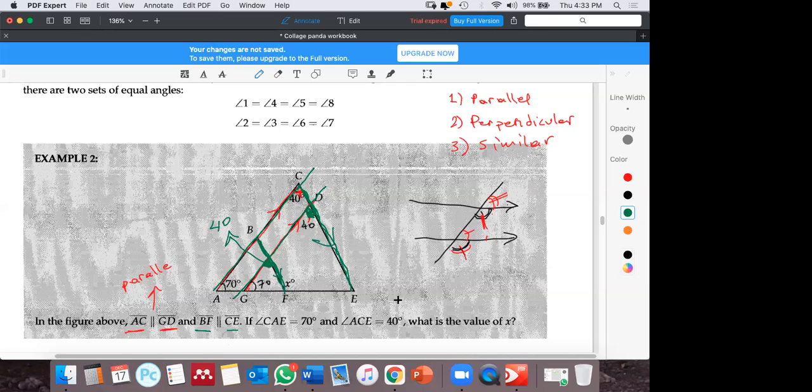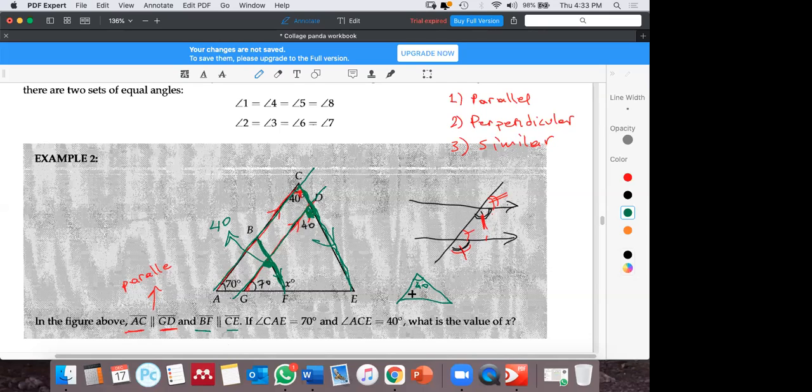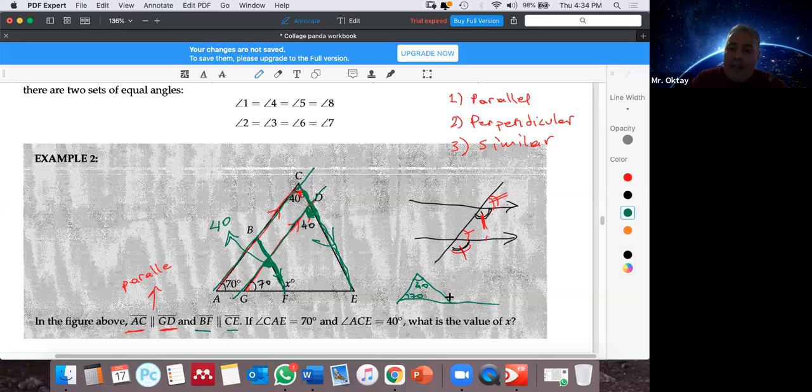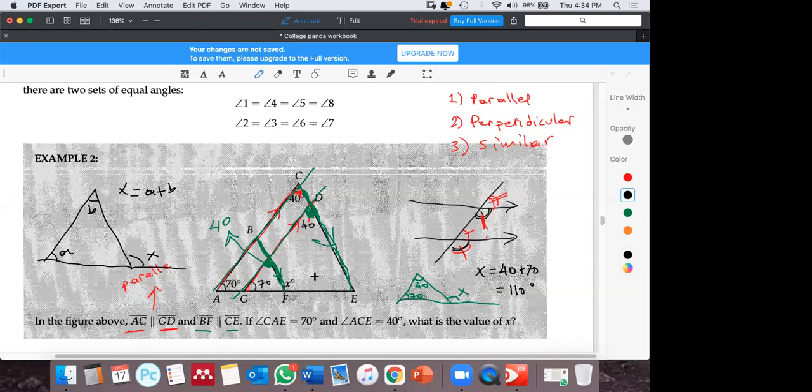So I am drawing what I have. I have this figure right now. 40, 70, and X. So the first topic, remember, one exterior angle is equal to the sum of the other two interior angles: 40 plus 70, which is 110 degrees. Again, one exterior angle, if this is X, if this is A, if this is B, X is equal to the sum of non-adjacent angles. So we solved the question.